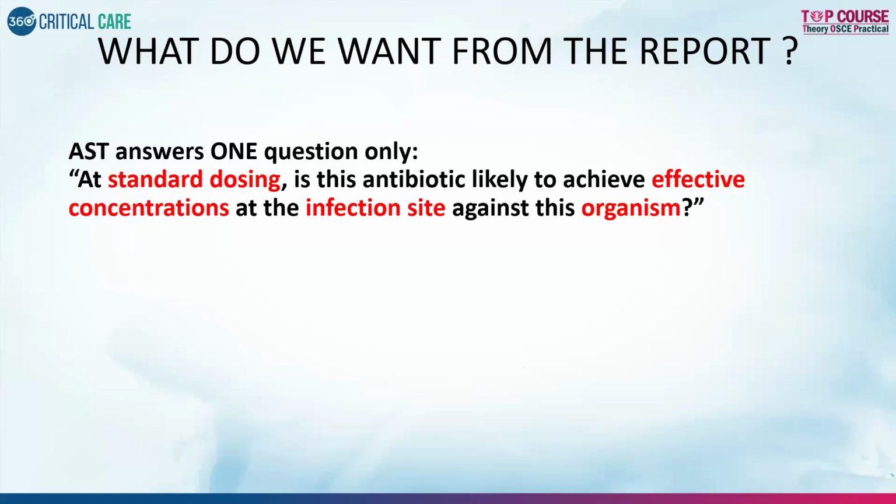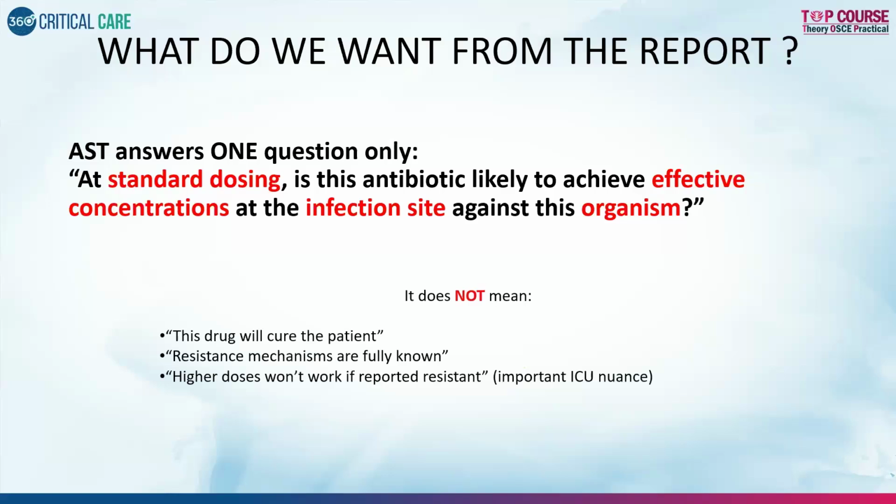So what do we want from a culture sensitivity report? A culture sensitivity report will give you one answer. That is, at standard dosing, is that particular antibiotic likely to achieve an effective concentration at the infective site for that particular organism. So you have to look at the standard dose, the concentration at the infection site, and whether it is effective against that particular organism. If these three or four things are included, only then will you have some effect from the culture report. Otherwise, if any one of these is missed, your clinical outcome will be bad.